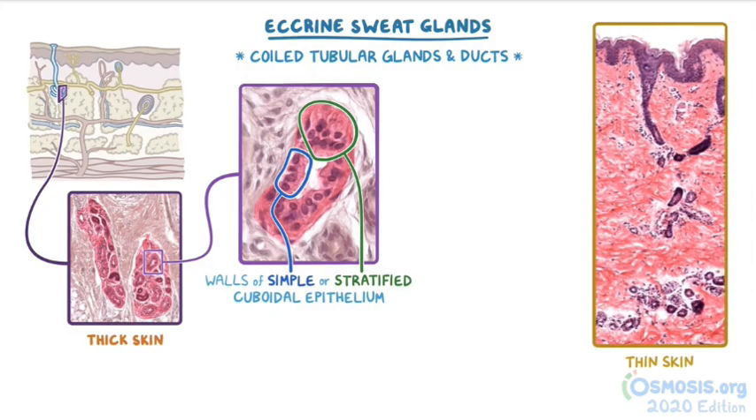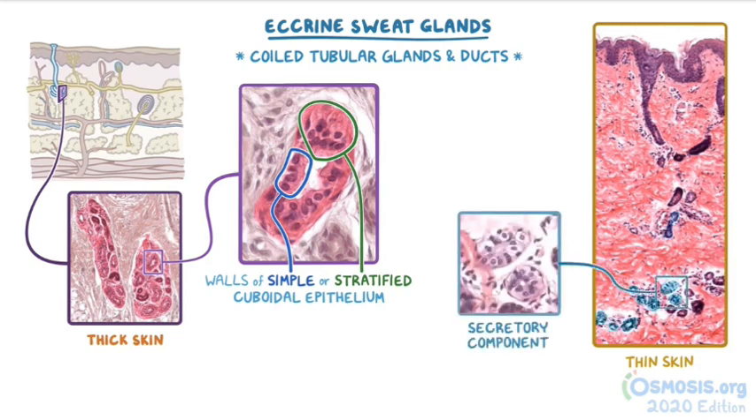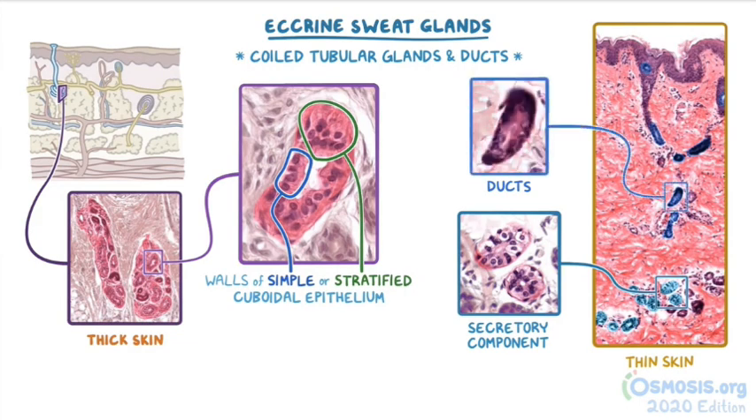In this image of thin skin, we can see the secretory component of the sweat gland in the bottom of the image, as well as part of the ducts as they travel to the surface of the skin. Because the ducts are not producing fluid, the ductal cells have a cytoplasm that's more dense. This means that the ducts will typically stain a darker purple when compared to the secretory component of the sweat glands.